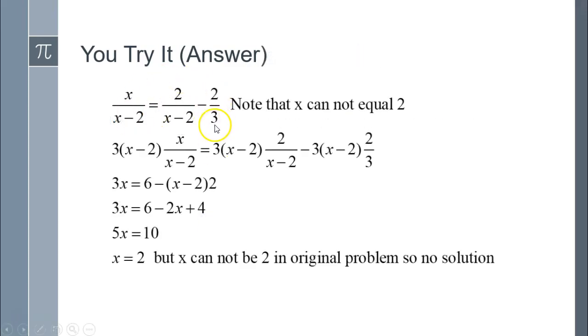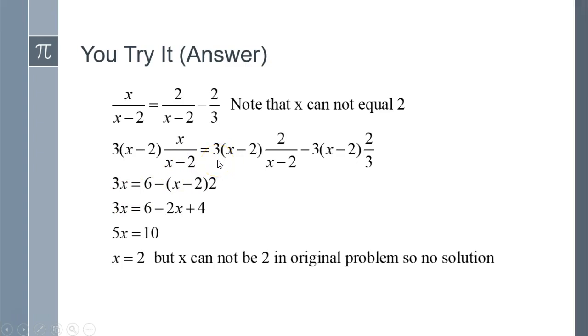Our common denominator was 3 times x minus 2, remembering that these are grouped together by that fraction bar, so we can put parentheses around the x minus 2. So I'm multiplying 3 times x minus 2, but here I'm dividing by x minus 2. The x minus 2 and the x minus 2 will reduce, so I have 3 times x. That gives me the 3x.